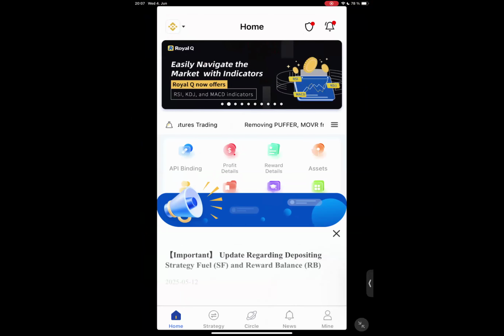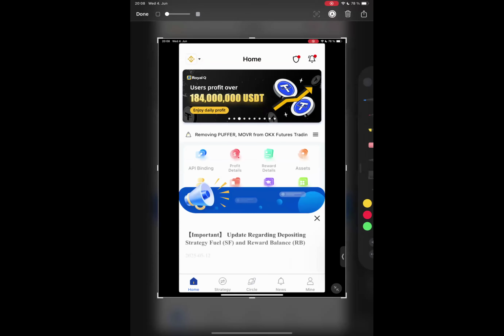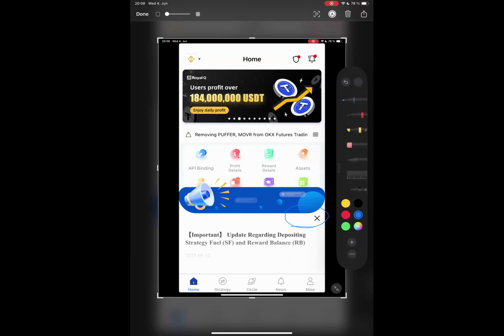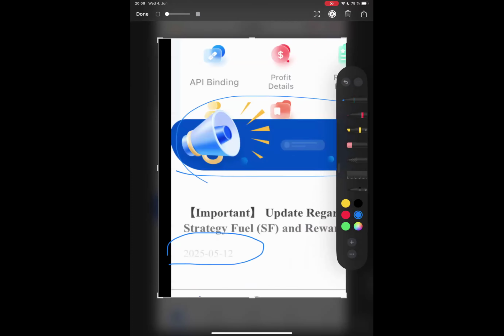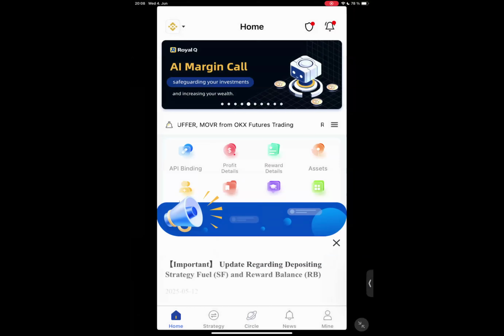All right. So when we all log into our RoyalQ app, this is how it is. It's not scary to go into your app. Now, you always see a pop out. That is an announcement. If you have already read it, because the date is 12th of May, just simply tap on X. It's just an announcement.